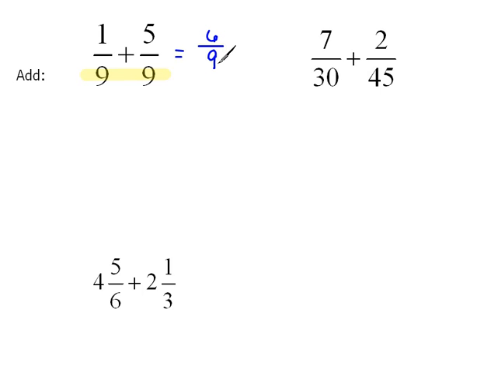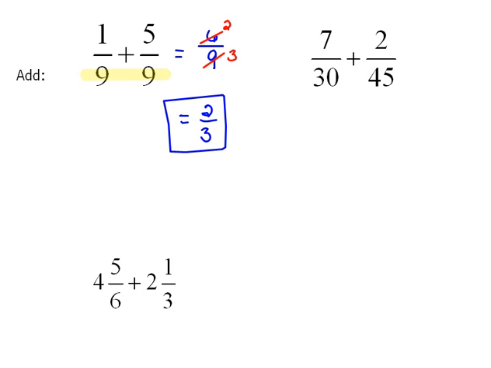But we're not done, because we never ever leave fractions in a not reduced state. Because these have a common factor, we have to reduce it down. 3 will go into 6 2 times, and 3 will go into 9 3 times. So our final answer has to be 2/3. Anything other than that is not proper.